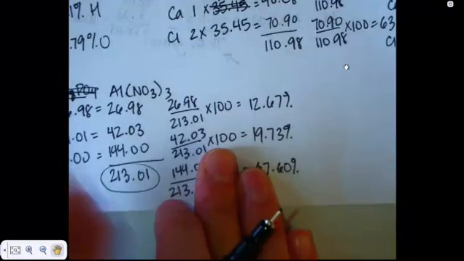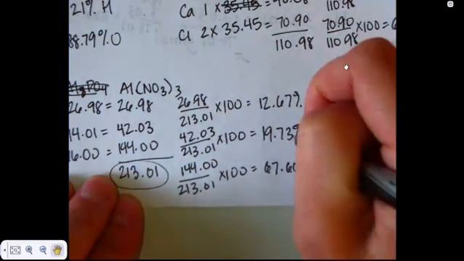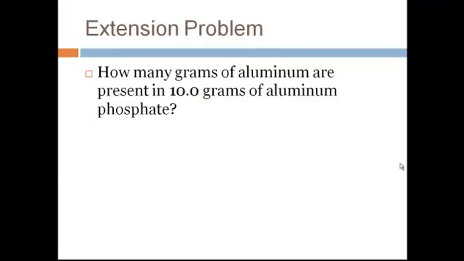The percent composition for the aluminum is 12.67. For the nitrogen is 19.73. And since a lot of this molecule is made up of oxygen, and oxygen's pretty heavy, 67.60% for oxygen. So here's an extension problem. How many grams of aluminum are present in 10 grams of aluminum phosphate? So this is asking you not for the percent of aluminum, but how many grams out of that 10 grams of the compound is made up of aluminum.